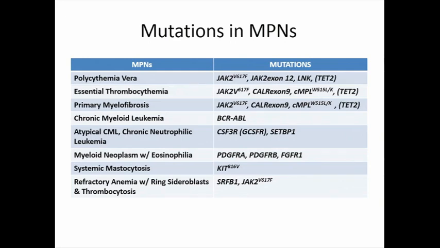You can see that in CML, we have a single lesion that makes a difference, BCR-ABL. Atypical CML, we now know that the GCSF receptor is mutated in a high proportion of these patients, as well as CSF3R and SETBP1. There are specific mutations that occur in myeloid neoplasms with eosinophilia. PDGF receptor alpha and beta are often abnormal. Systemic mastocytosis, the KIT mutation is present there. And refractory anemia with ring sideroblasts often has the SF3B1 mutation, similar to what happens with refractory anemia with or without thrombocytosis. So phenotypically, things can be markedly different.